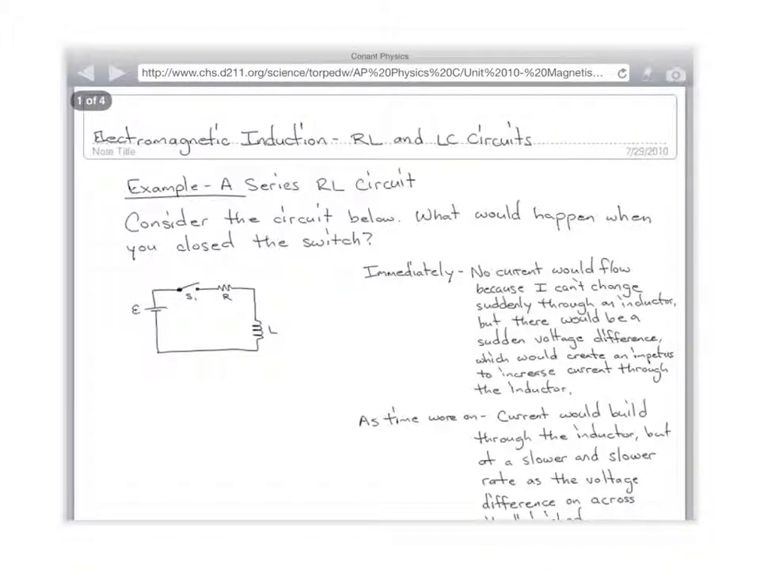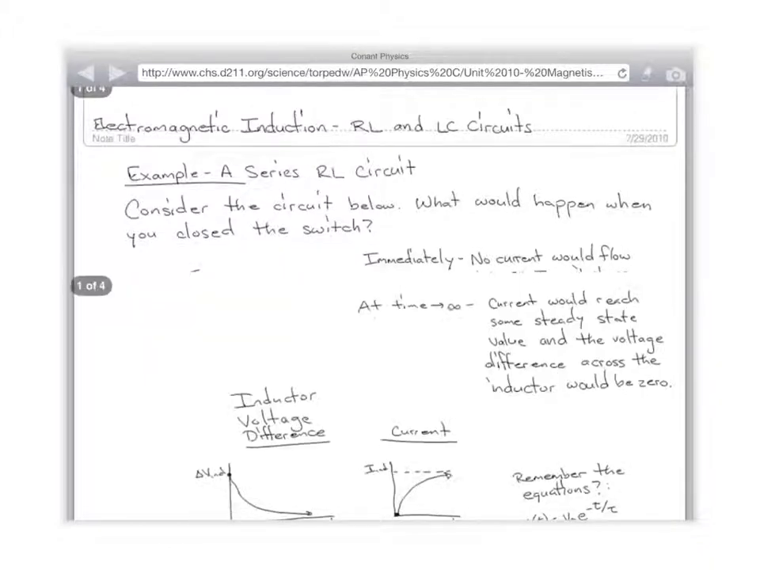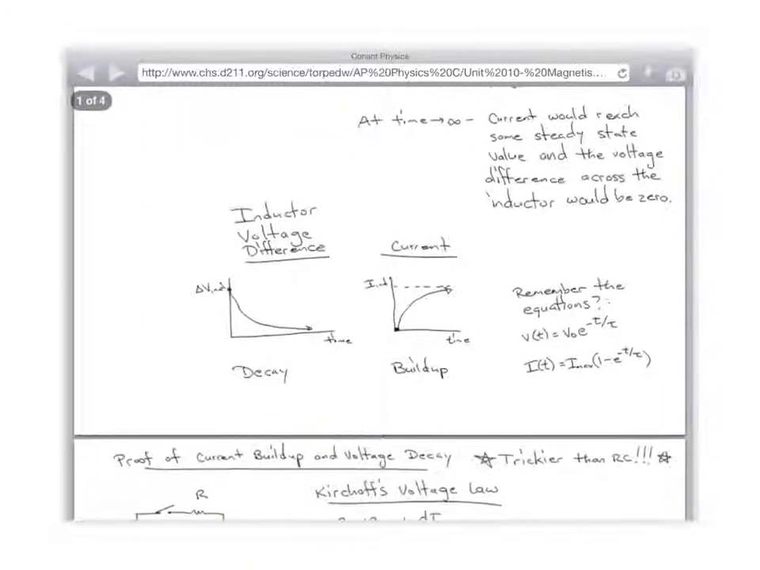All right, and then as the current starts flowing and flowing and flowing, the voltage across the resistor increases, so the voltage across the inductor has to decrease. All right, so here we go. So you get this decay for voltage and buildup for current.